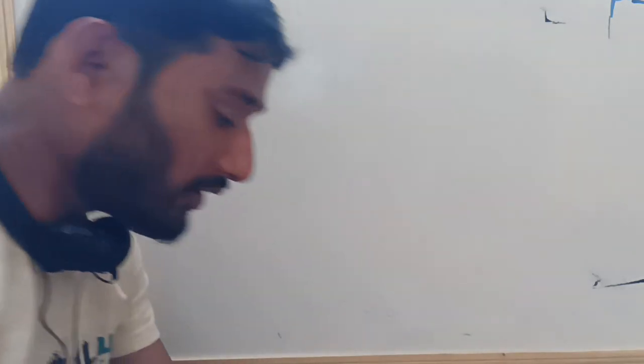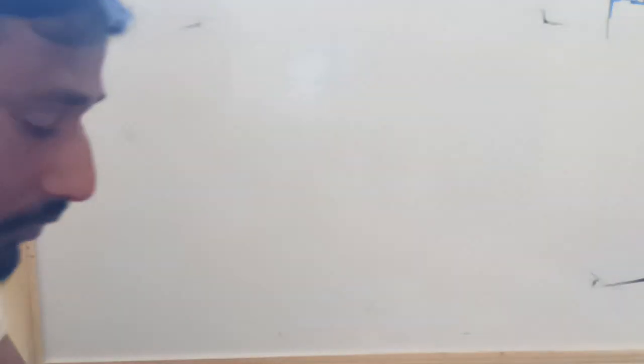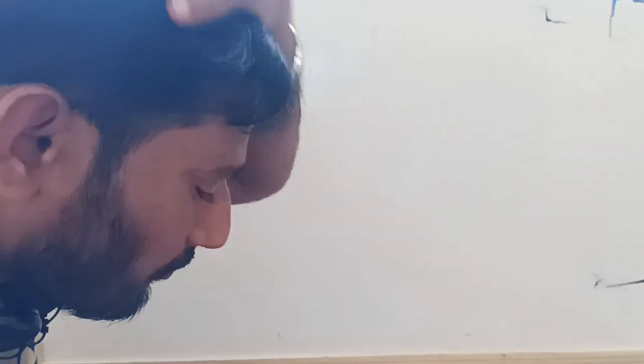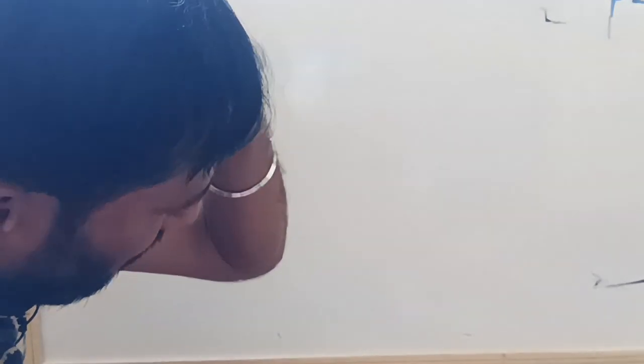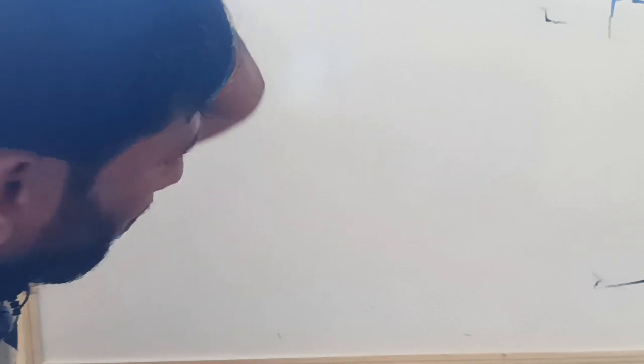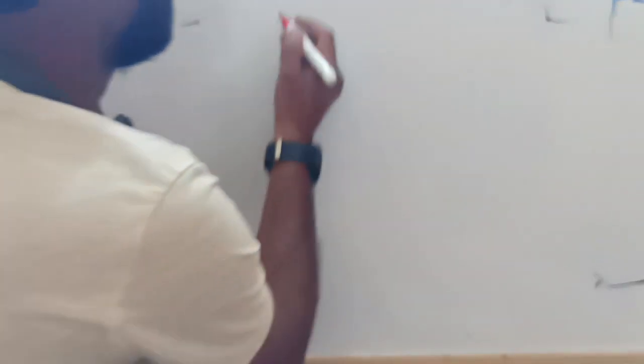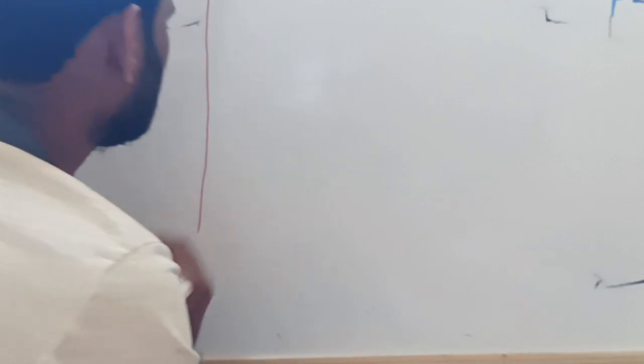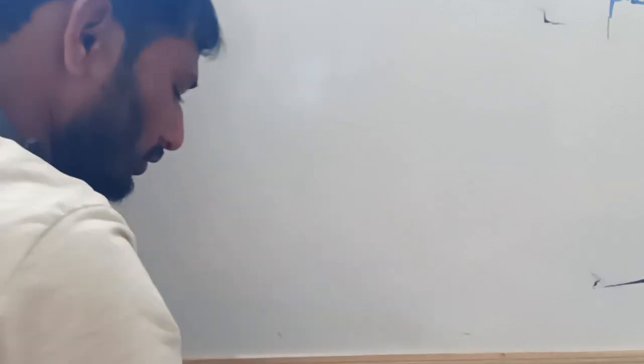Next, the magnetic field due to a long straight current-carrying conductor. This comes under moving charges and magnetism. Derive an expression for the magnetic field due to a long straight current-carrying conductor. So you can consider one wire, one straight line.